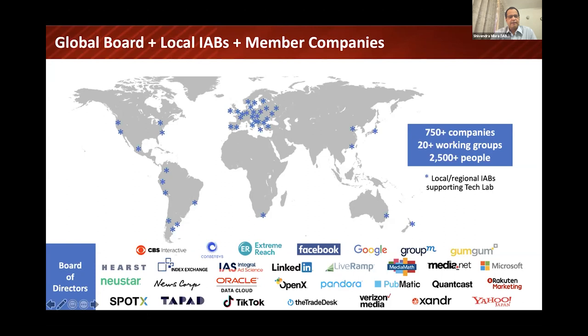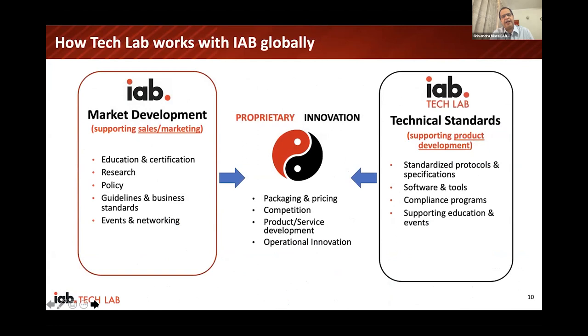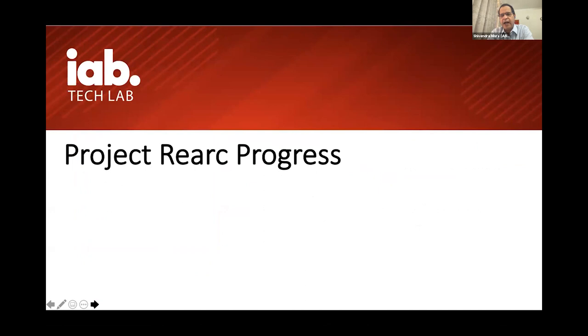So one quick note: there is the organization called IAB and IAB Tech Lab, and there is a slight differentiation. We are sister organizations, but independent organizations. While IAB drives market development, more on the sales and marketing side, focusing on education, certification, research, policy, guidelines, business, and events and networking, IAB Tech Lab focuses on standardization, software and tools, compliance programs, and support, and obviously education and networking events. We focus more on the technical side and product management side, while IAB focuses more on the sales and marketing side. Together we serve the whole industry and try to bring you all the assets, standardizations, guidelines, and research that are required for the digital advertising industry.